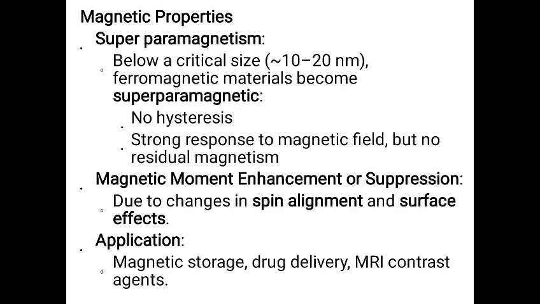Magnetic properties. Superparamagnetism. Below a critical size ranging between 10 to 20 nanometers, the ferromagnetic materials exhibit superparamagnetism, where there is no hysteresis loss and also strong response to magnetic field, and magnetic moment enhancement or suppression due to changes in spin alignment and surface effects, and these have applications as magnetic storage, drug delivery, and MRI contrast agents.